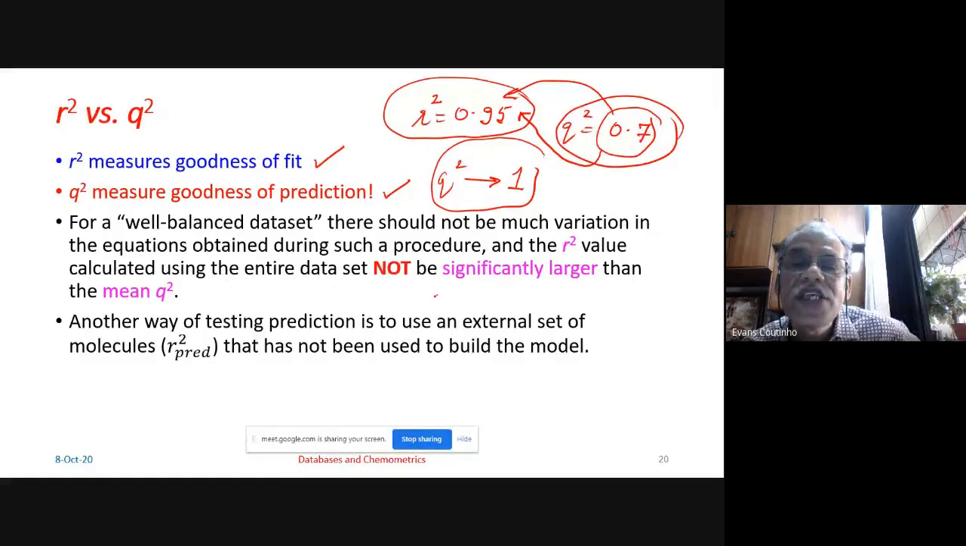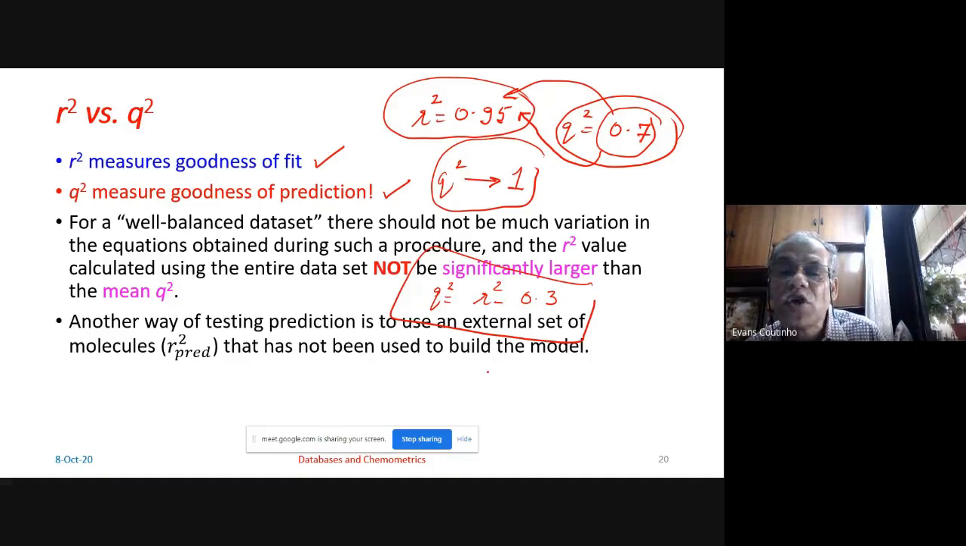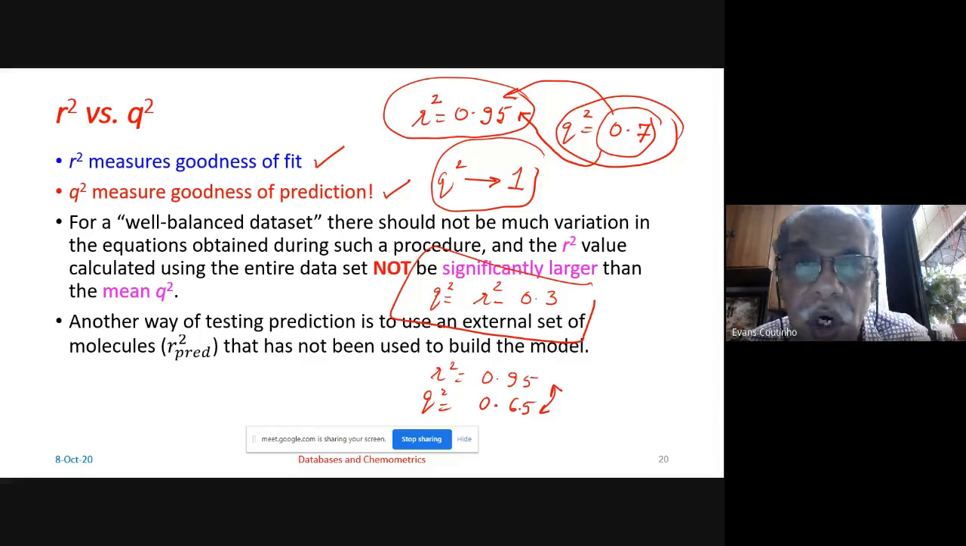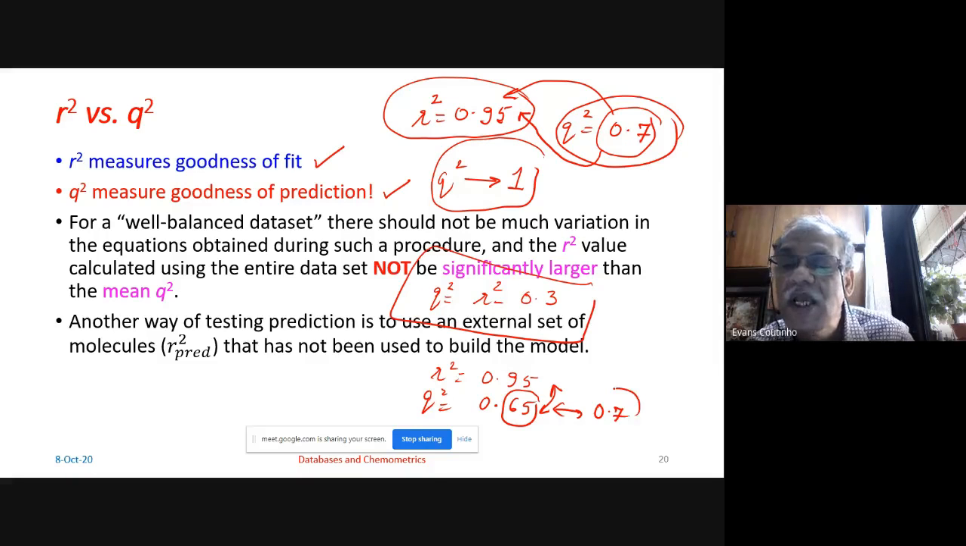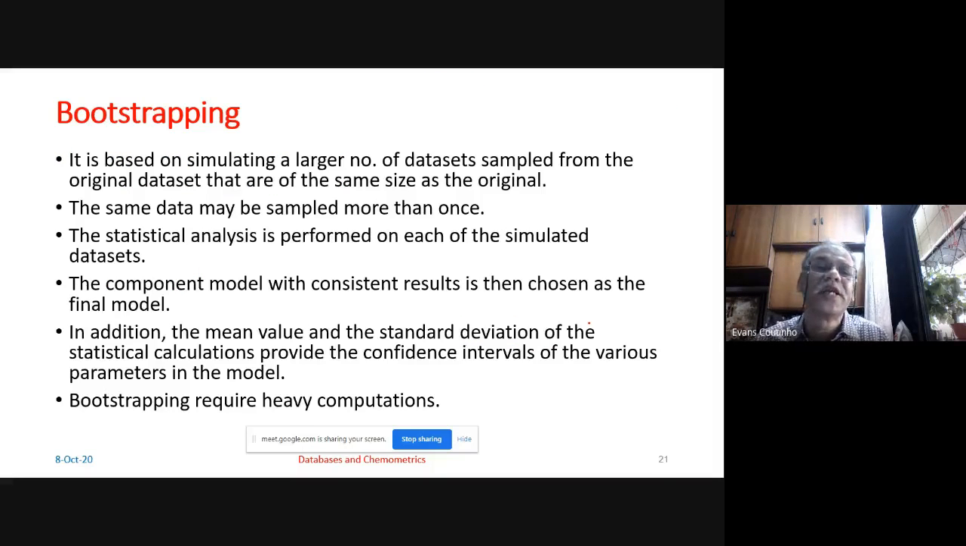So in general, I would say that your Q square values must be about R square minus 0.3. That is a good model. So a good model has a Q square which is 0.3 less than the R square value. If your R square is 0.95, then a good Q square is basically 0.65. This is a very good model. Now I know some of you are thinking, oh, only 65% of the molecules are predicted well. It is good. I would push this up to 0.7, but beyond that, there is a lot of susceptibility about the type of molecules that are there inside your database.